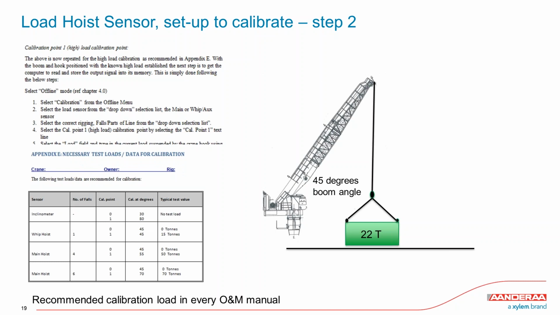We have a pre-calculated form again, showing you the required test load, or for that reason, information for calibration. For the boom angle, for the whip hoist, for the main hoist, in number of falls, which boom angle, and so on. So, in this case, we lifted 22 ton. Go to this chart and find the right load. Compare this with the load chart on the crane, in the crane cab, so you don't lift a too heavy load.